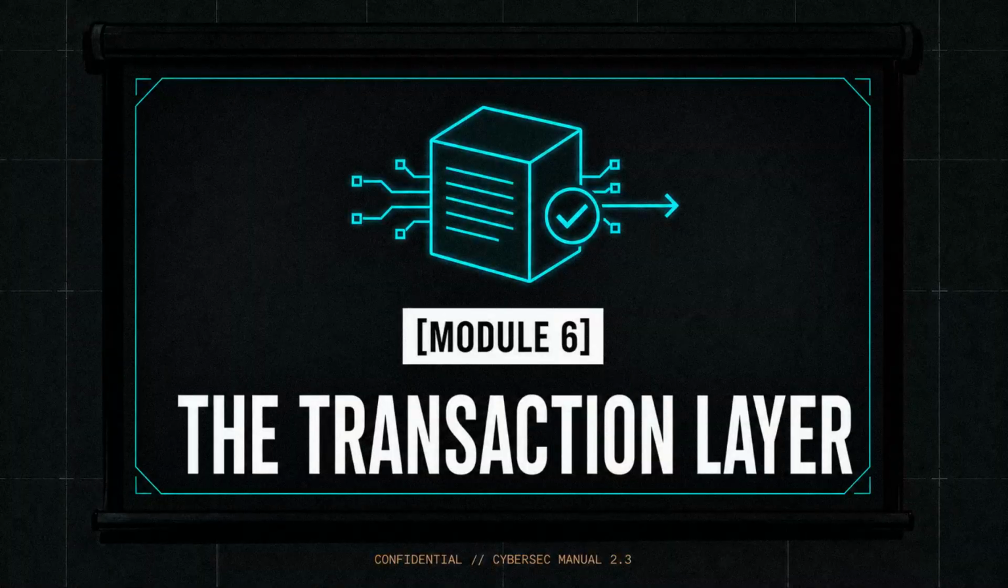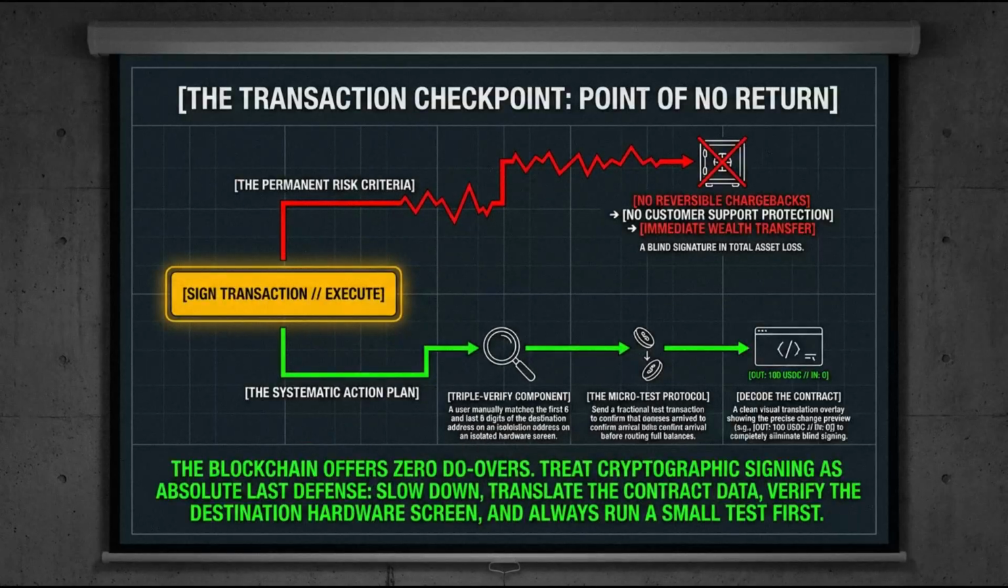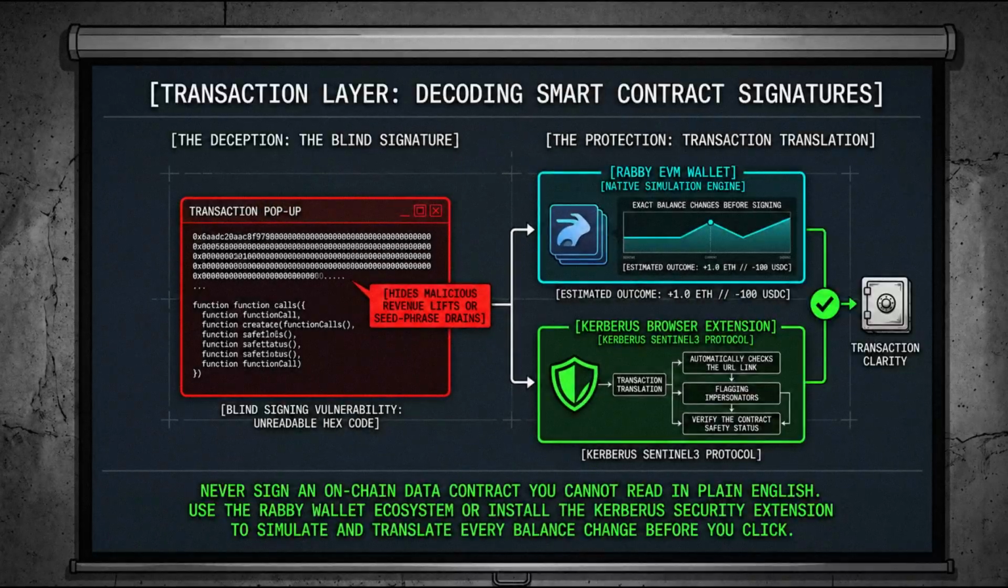Now next up is layer 6, the transaction layer. How you actually move and interact with crypto matters for both security and privacy. This is the action plan. Before you sign anything, you gotta read what you're approving. Wallet drainers work by getting you to sign a malicious transaction that gives them permission to move your tokens.